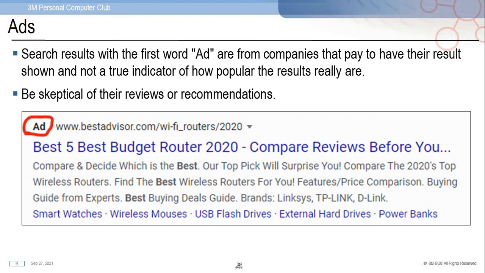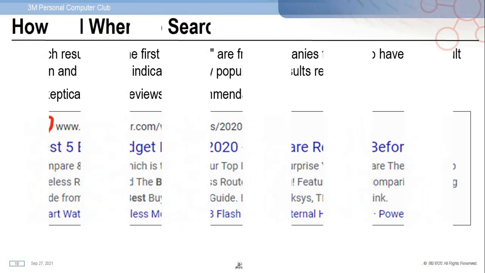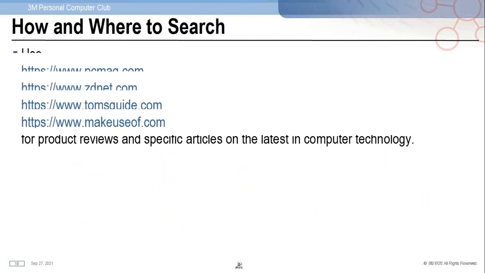And also for the ads, be skeptical of reviews. If you're going to buy a new phone and you're looking for reviews and you see this ad there, chances are it's some company trying to promote their phone, so they're going to say that their phone is the best phone. It's not a true, unbiased review of the results.